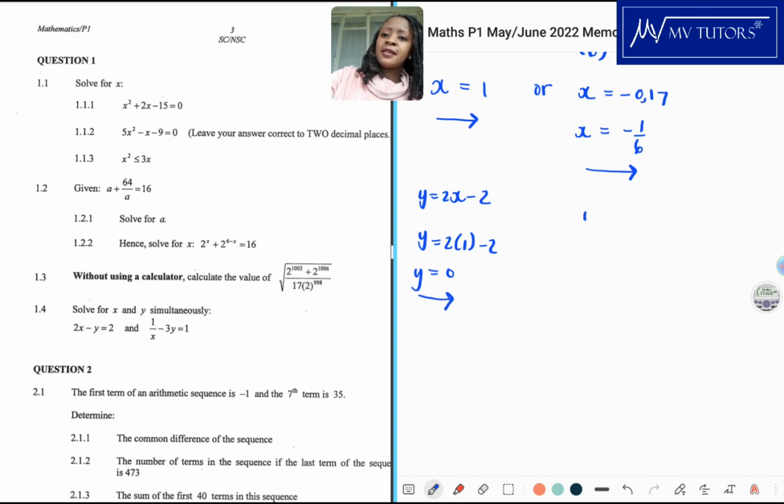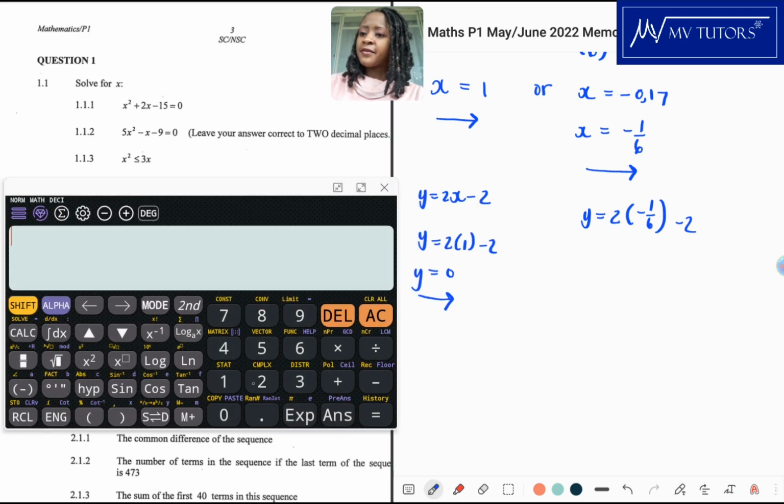And in this case, I have y is equal to 2 times -1/6 minus 2. I am putting that in the calculator to save time, because this is the one section where time really can be saved.